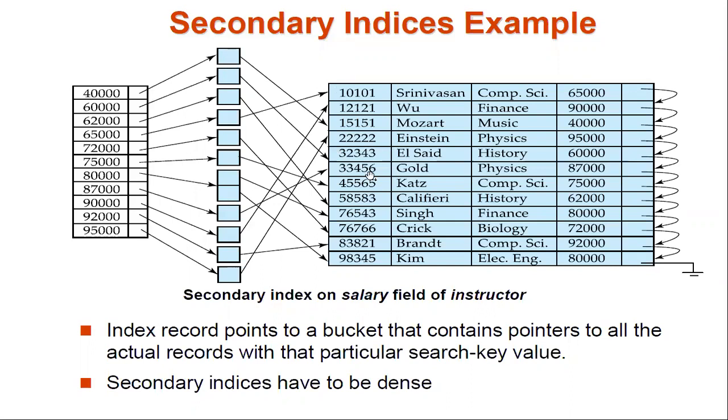Okay, so in this way, suppose you do the indexing, then we call it a secondary index. That is, you have two levels of indexes here. One is kind of primary, and there is an intermediate index. This particular index we call a secondary index.